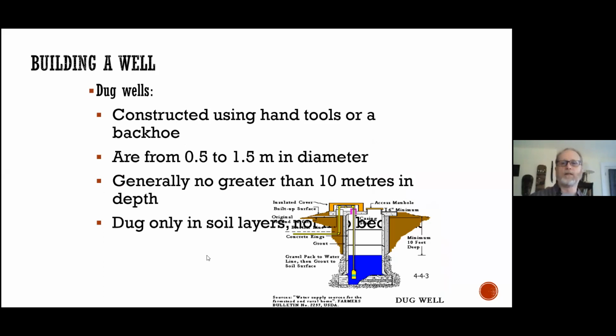So a dug well could be, in fact, just done by hand. Anywhere from 0.5 to 1.5 meters in diameter. So basically 18 inches to 5 feet in diameter, usually no greater than 10 meters. Hand dug wells in areas where the water table is high may only be 5 or 6 feet deep, maybe 2 meters deep together. And the other characteristic to remember about a dug well is that it's not going into bedrock. It's basically stopping at overburden. So you're not looking at having to break up hard rock in order for it to work.